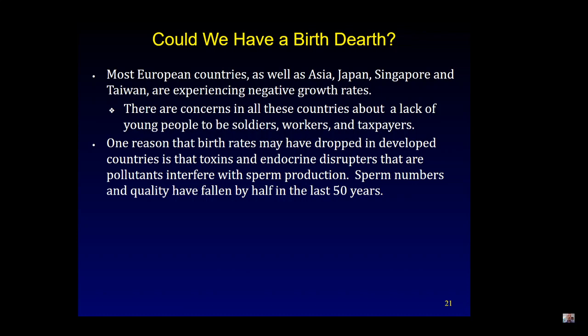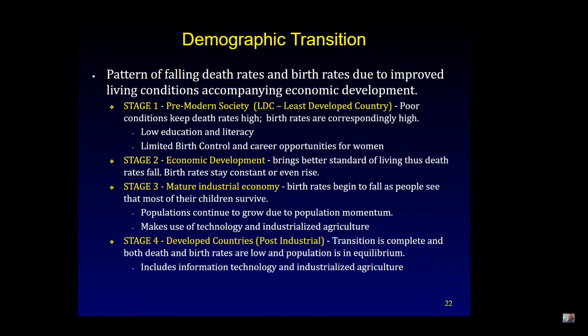And one reason that birth rates may have dropped in developed countries is toxins, and this is another thing that has been brought up, but toxins and endocrine disruptors that are pollutants interfere with sperm production. Sperm numbers and quality have fallen by half in the last 50 years. This is huge in the United States and many different countries where men just cannot have more babies. They're just not as viable as normal just due to pollutants.